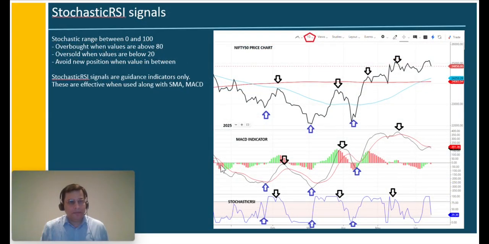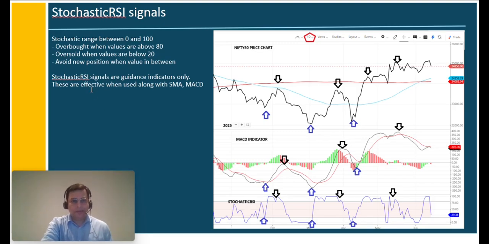So in this deck, we're gonna look at how to read the signals. The stochastic range is between 0 and 100, and overbought signals are when it's above 80, oversold is when it's below 20. So as you see in this image, this is the Nifty 50 price chart at the top. Then I've added MACD, and then I've added stochastic RSI.